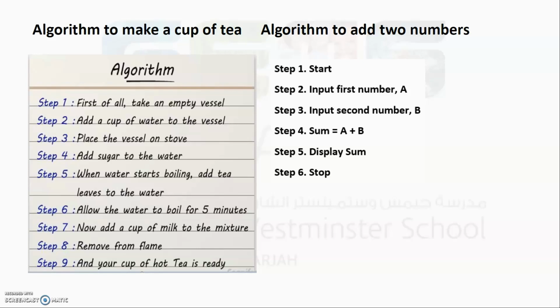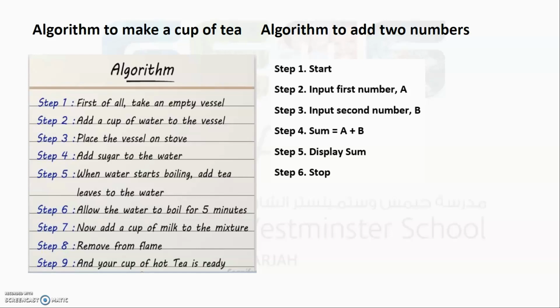Step 1. First of all, take an empty vessel. Step 2. Add a cup of water to the vessel. Step 3. Place the vessel on the stove. Step 4. Add sugar to the water. Step 5. When water starts boiling, add tea leaves to the water. Allow the water to boil for 5 minutes. This is step 6. And now step 7 will be to add a cup of milk to the mixture. Step 8. Remove from flame. Step 9. And your cup of hot tea is ready.